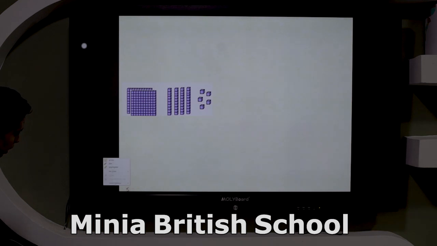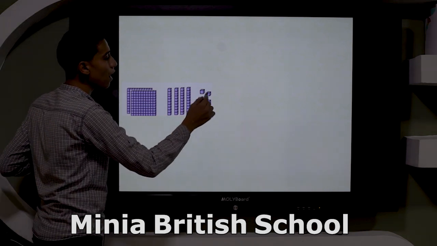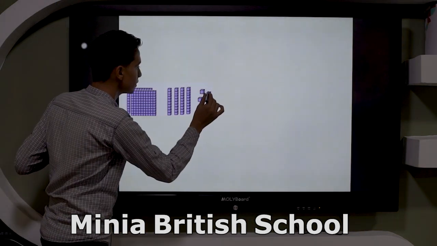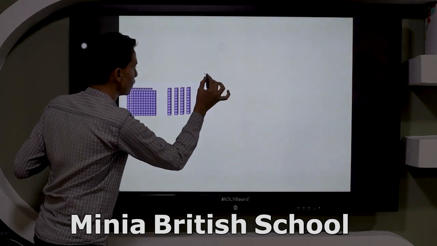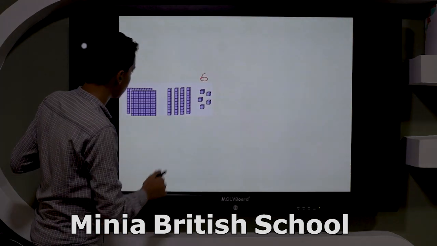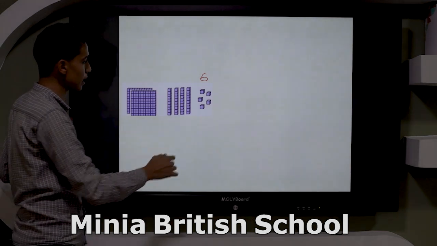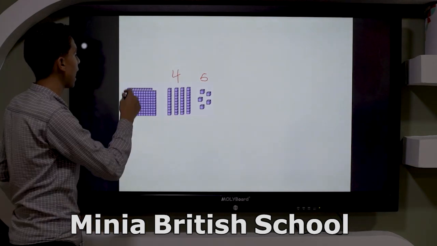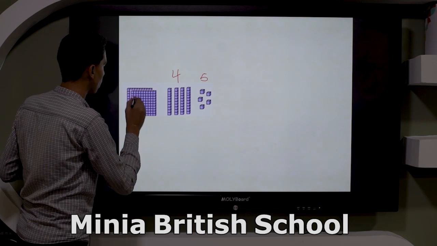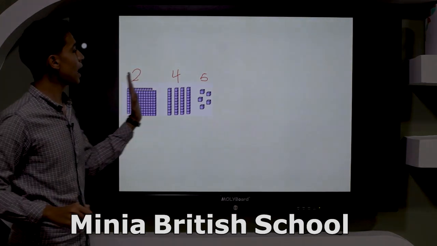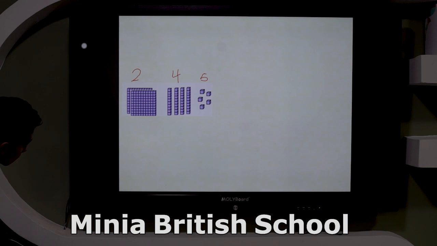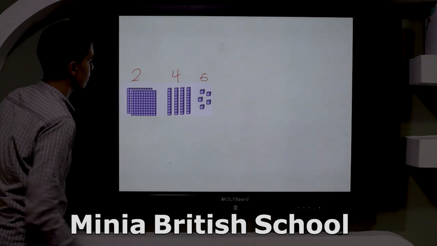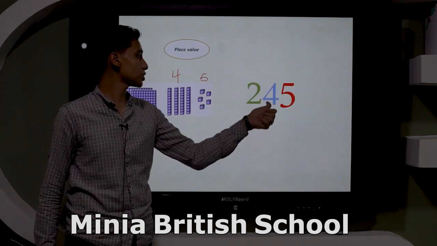Let's count with each other. I have here 5 small squares: 1, 2, 3, 4, 5. And here, how many long sticks? 1, 2, 3, 4. 4 long sticks. And how many large squares? I have 1, 2. 2 large squares. So the number is 245.